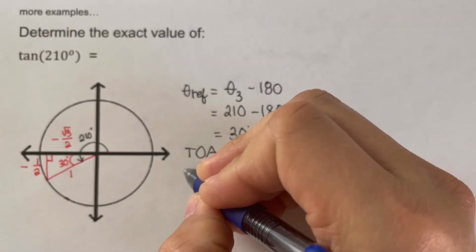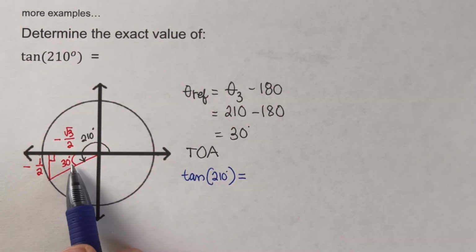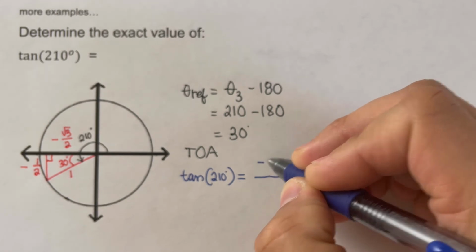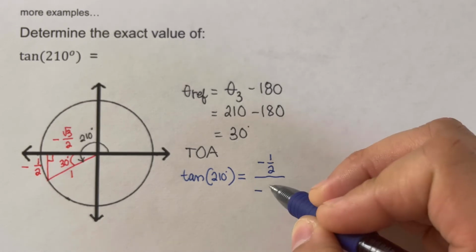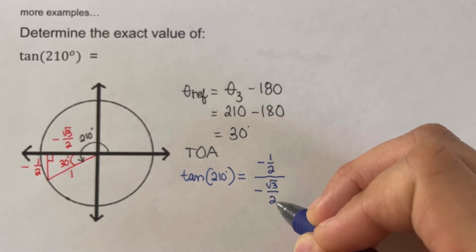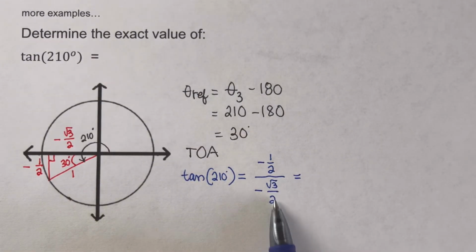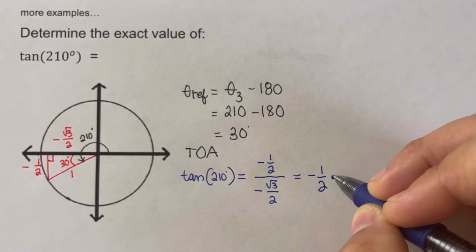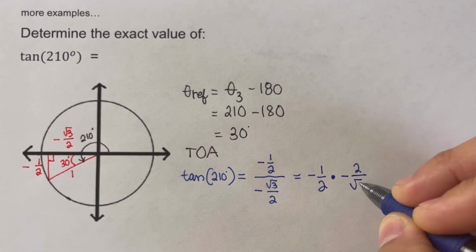So we can go ahead and write tangent 210 degrees equals the opposite of the 30, not the 210, but the 30. So the opposite to that is negative 1/2. And then the adjacent to this 30 is negative square root of 3 over 2. Since this is a complex fraction, what we do is we flip the denominator and multiply across. So this would come out negative 1/2 times, flip this, that would be negative 2 over square root of 3.